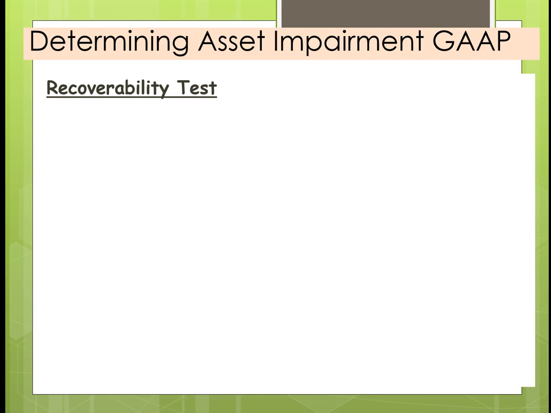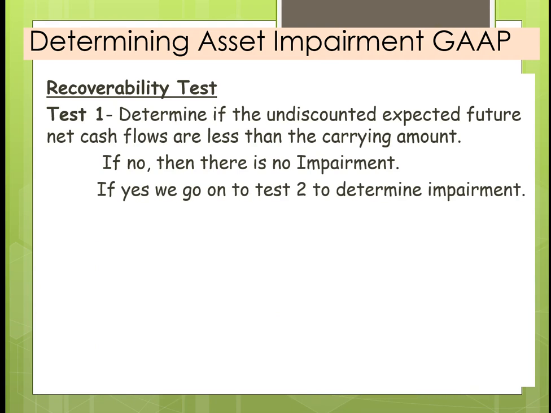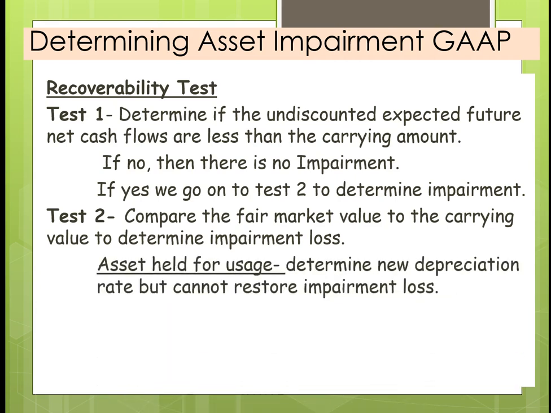Now, when you're looking at assets that have finite lives, we use this test. We use the recoverability test. We determine if the undiscounted expected future net cash flows are less than the carrying amount. If no, there is no impairment. If yes, we go to test 2. Then we're going to compare the fair market value to the carrying value to determine impairment loss.